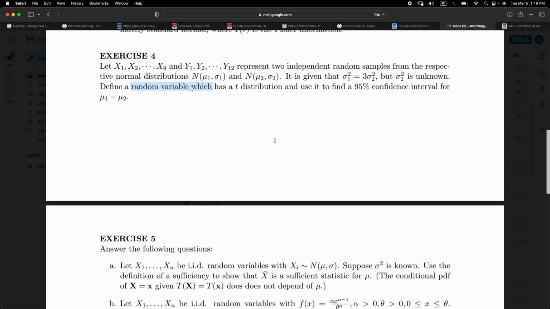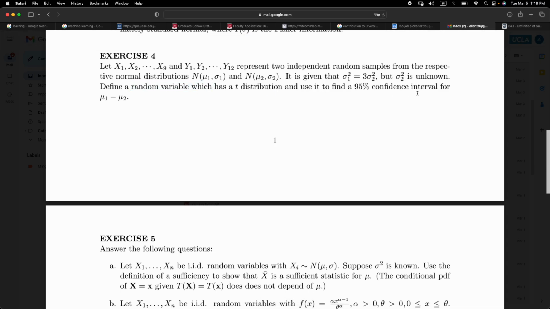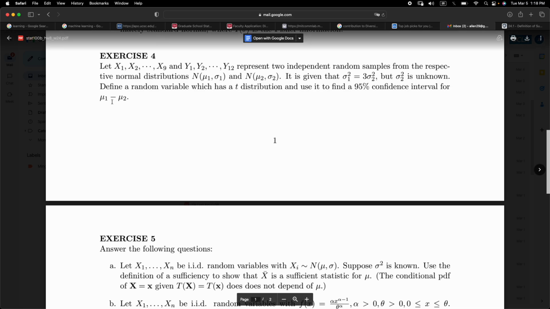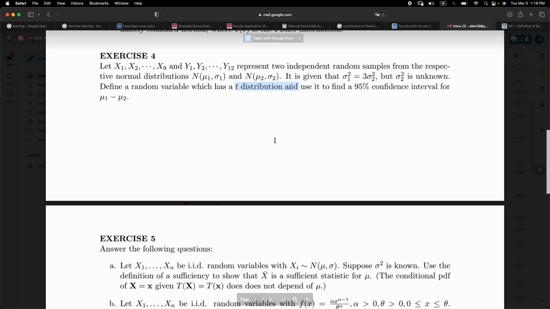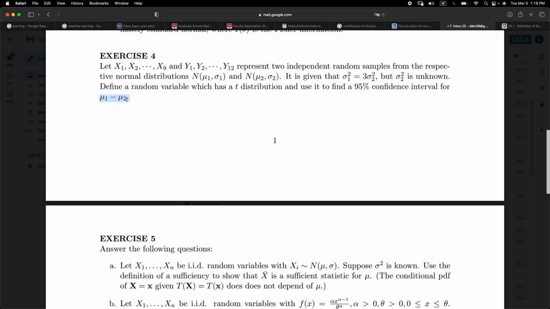Define a random variable that has a t distribution and use it to find a confidence interval for mu1 minus mu2. Okay. So here we are asked for a random variable that follows a t distribution, so we are going to use the similar definition, z over the square root of chi-squared divided by degrees of freedom, to construct that, and hopefully that can serve as a confidence interval for mu1 minus mu2. Okay, so this is question 4.